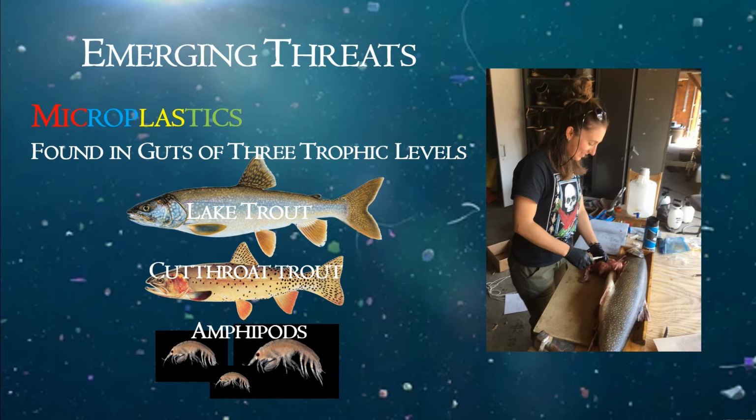We've also recently found microplastics within Yellowstone Lake. Microplastics are small plastic particles, less than 5 millimeters in size, usually filamentous. And we found microplastics within the lake water column. We also found microplastics within 3 trophic levels within the lake, indicating that microplastics are being consumed by the organisms within the lake. These included amphipods, which are small crustacean species that are heavily preyed upon by cutthroat trout and lake trout. We found them within cutthroat trout stomachs, and we found them also within lake trout stomachs.